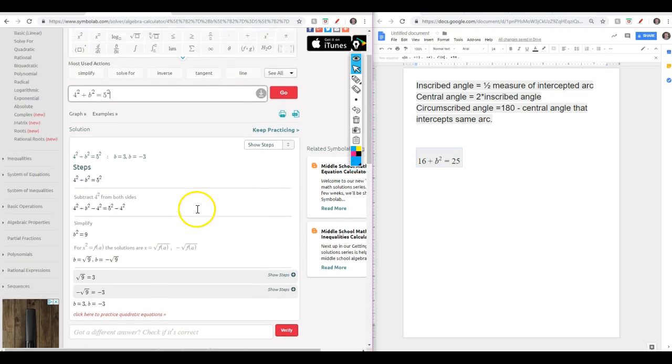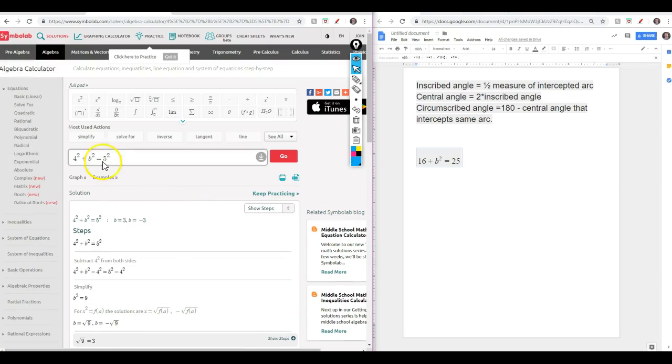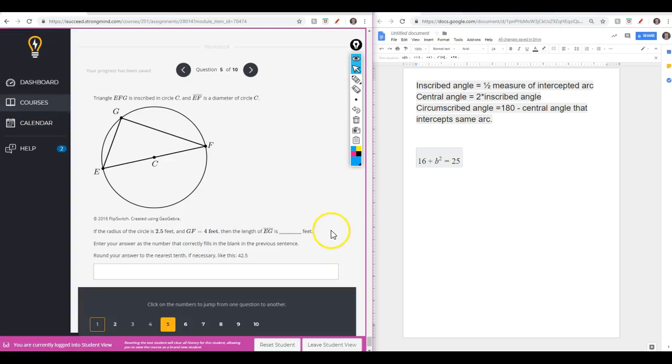So now let's come back to our thought. Can our distance be a negative length? The answer is no, our distance cannot be a negative length, so our distance is the positive 3.